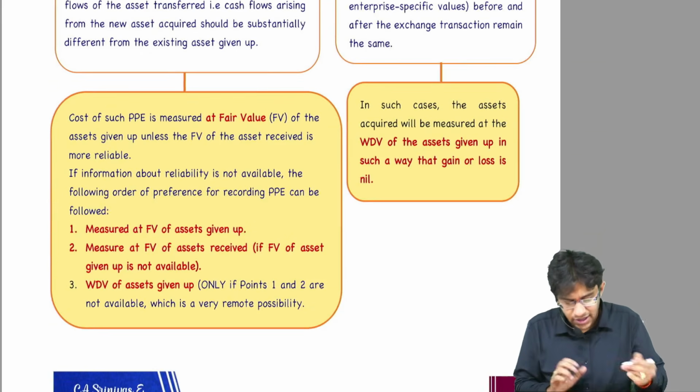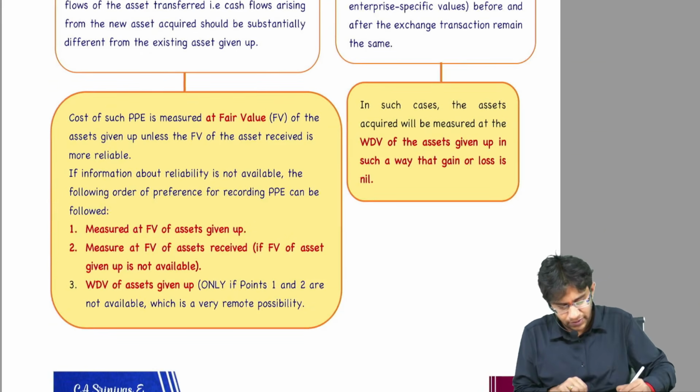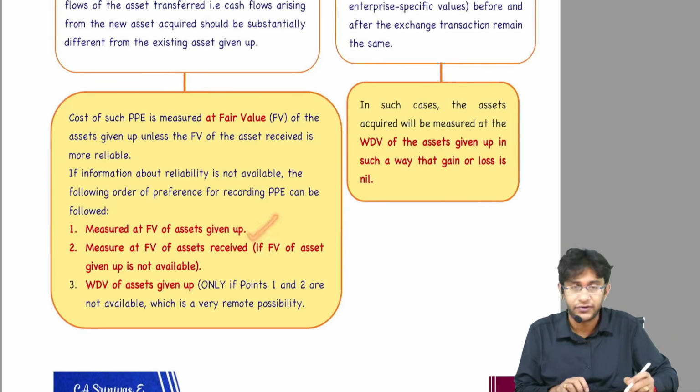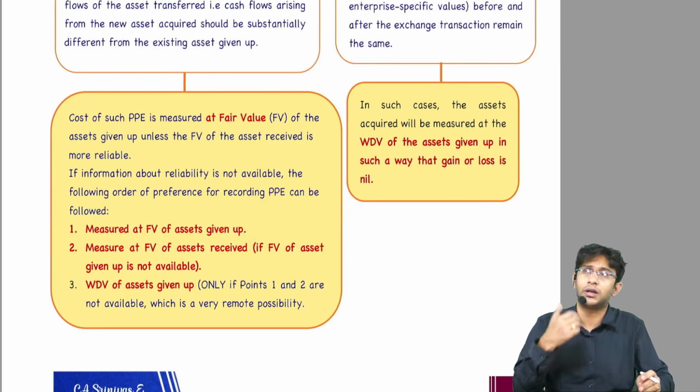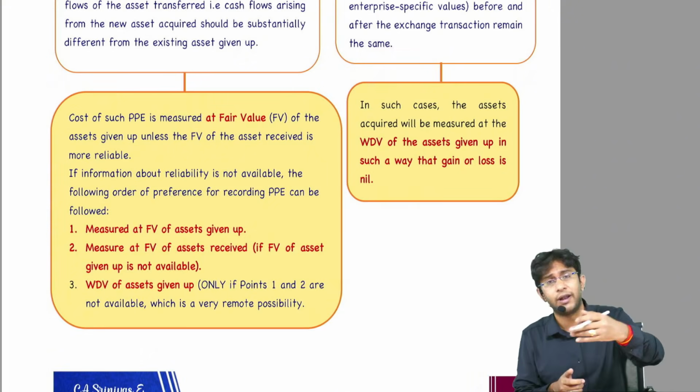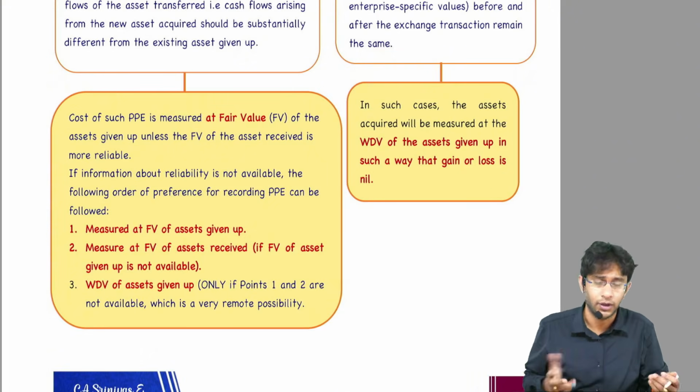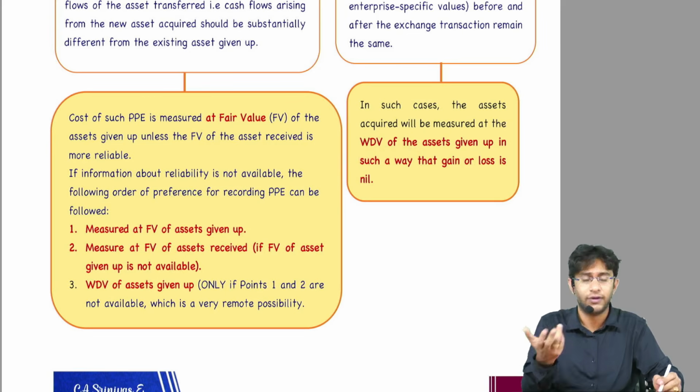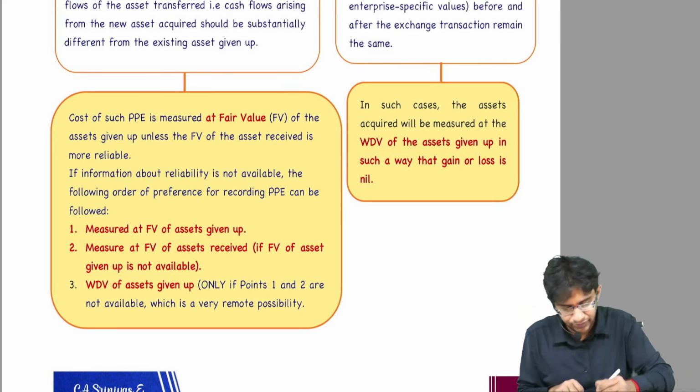If commercial substance is there, first preference is the fair value of assets given up. Second preference is the fair value of the asset acquired. Sir, fair value of asset acquired is also not there, fair value of assets given up is also not there. Then what should I do? What will you do? Just like this, the WDV of the assets given up, you have to record. What choice do you have?